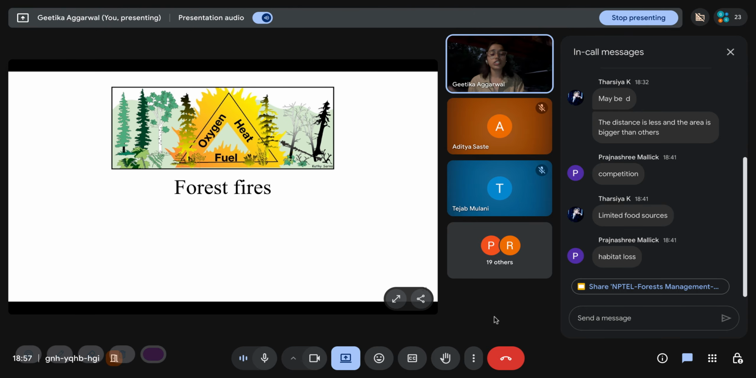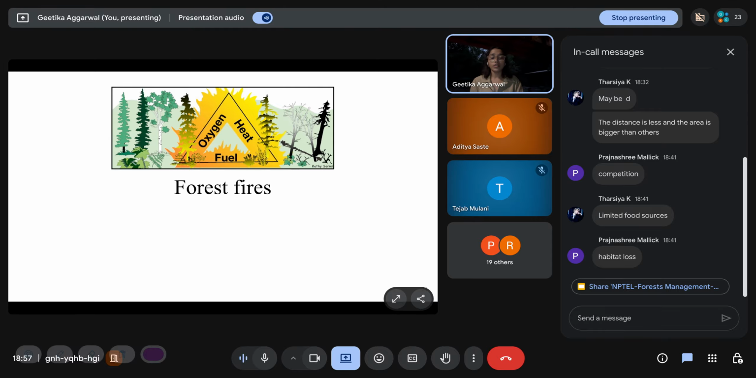Next lecture. So these were mostly threats. The previous lecture was mostly about threats to the forest, where we talked about what the different natural threats are, what the different man-made threats are, and which species are more exposed to extinction. What the different losses of biodiversity are, how that happens, and all of that.